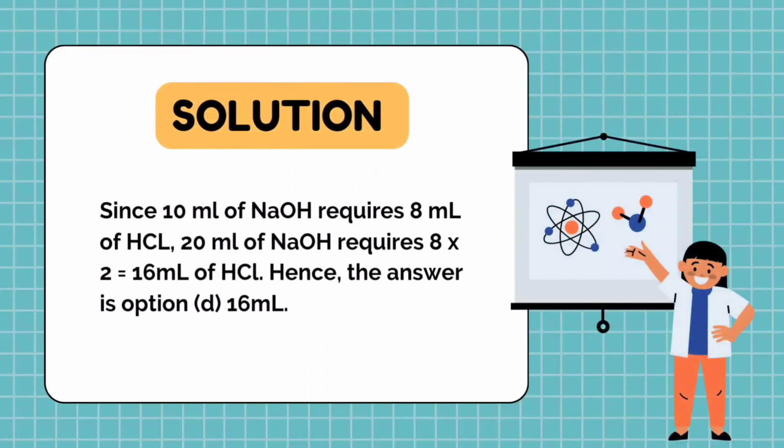Solution. Since 10 milliliters of sodium hydroxide requires 8 milliliters of hydrogen chloride, 20 milliliters of sodium hydroxide requires 8 × 2 = 16 milliliters of hydrogen chloride. Hence, the answer is option D, 16 milliliters.